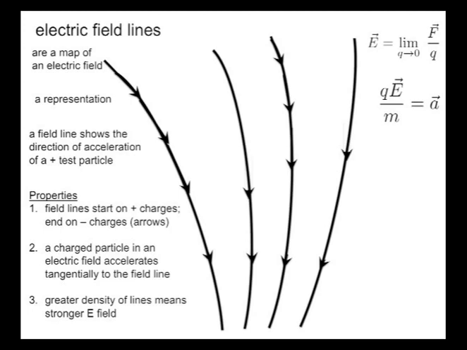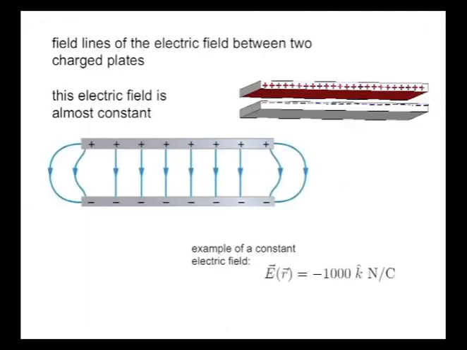Regions of greater density of field lines mean the electric field is stronger there. Here's an example of a simple electric field produced by two sheets of charge of opposite sign close together. The constancy of the field is shown here in the fact that these field lines are evenly spaced.